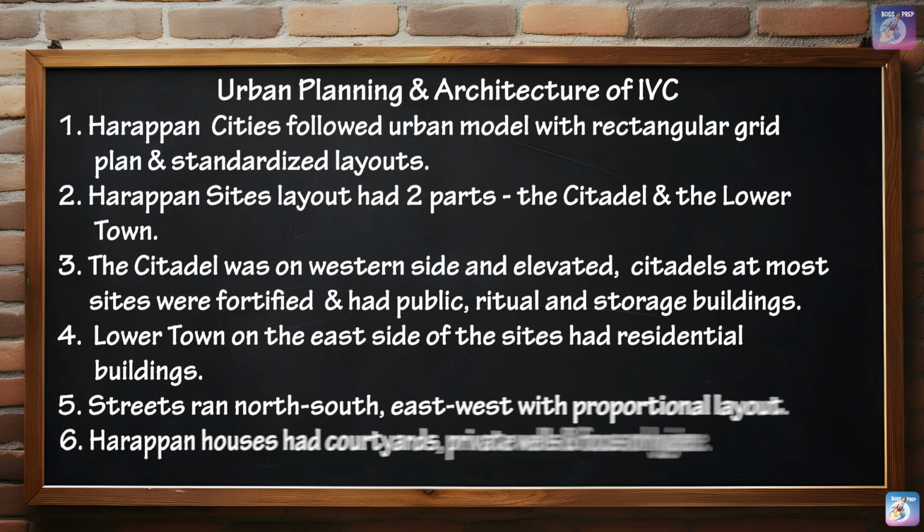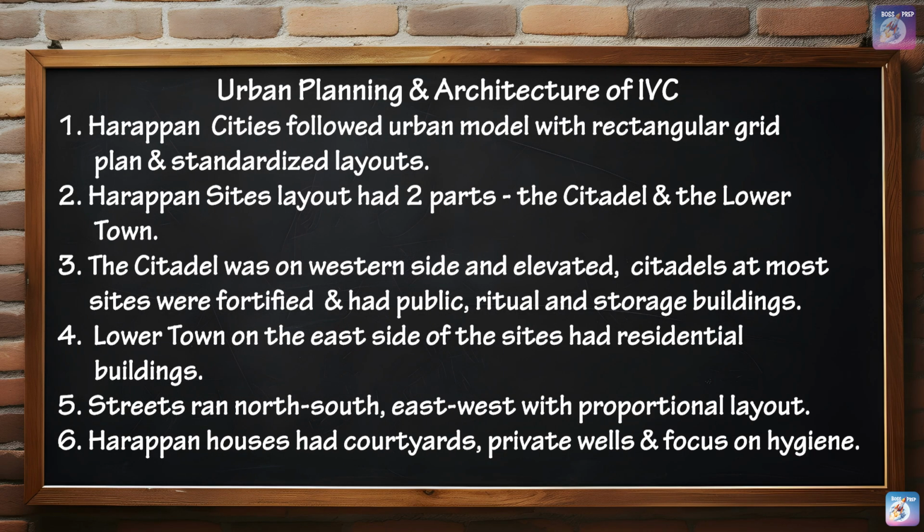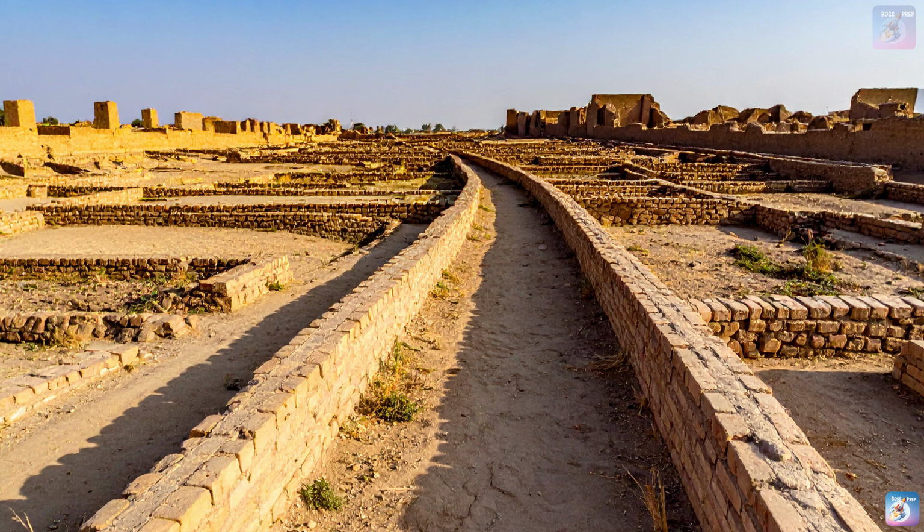Harappan cities were built on a common urban planning model that reflected a high degree of standardization across the civilization. Most major sites followed a generally rectangular grid pattern with streets oriented roughly north-south and east-west. Major streets were broad enough to accommodate carts and civic movement, while side lanes were narrower but maintained a sense of proportional order, an indicator of planned urban design rather than organic growth.